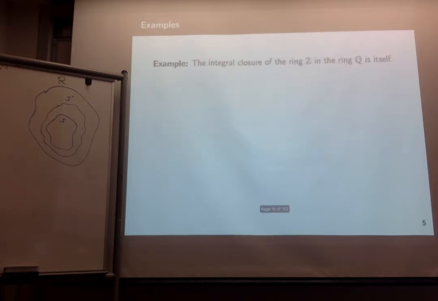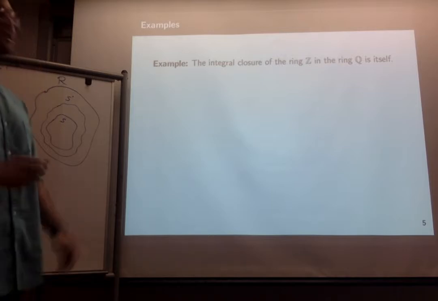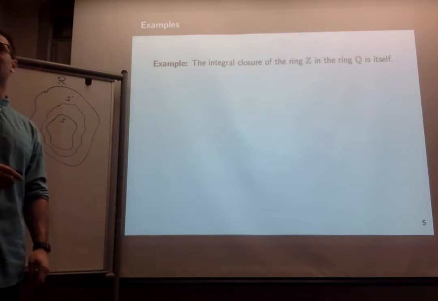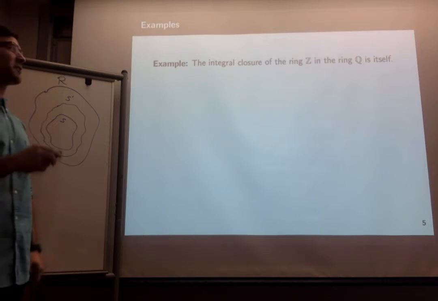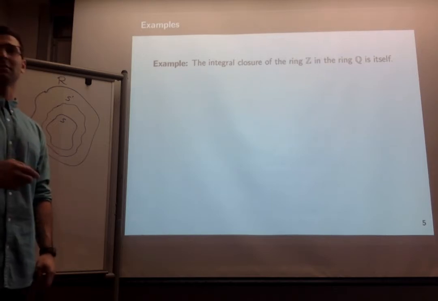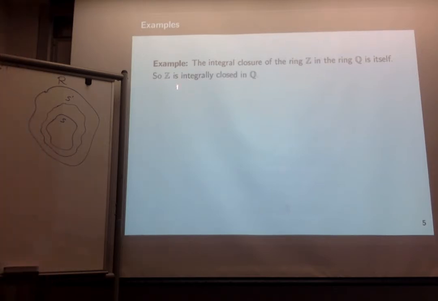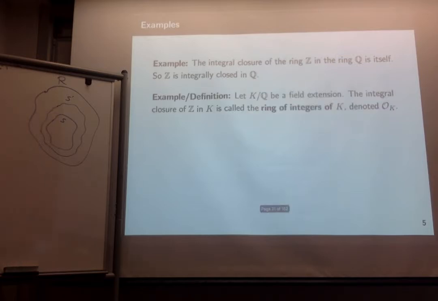So let's jump into some examples. So the integral closure of Z in Q is itself. So that means if I tell you that there is an element of Q that is integral over Z, then you know that the thing I started with was just in Z to begin with. So Z is integrally closed in Q. You don't get anything more by looking at integral elements of Q over Z.